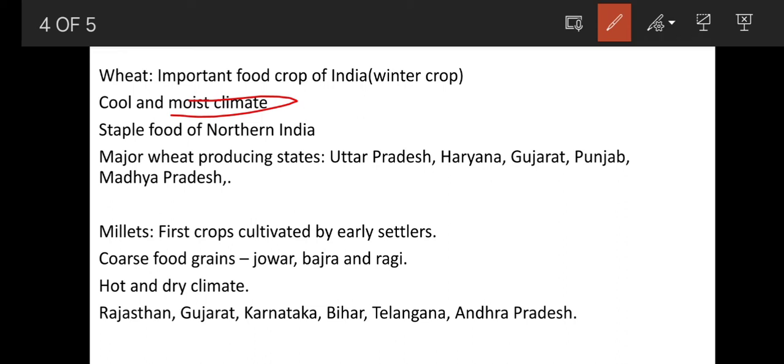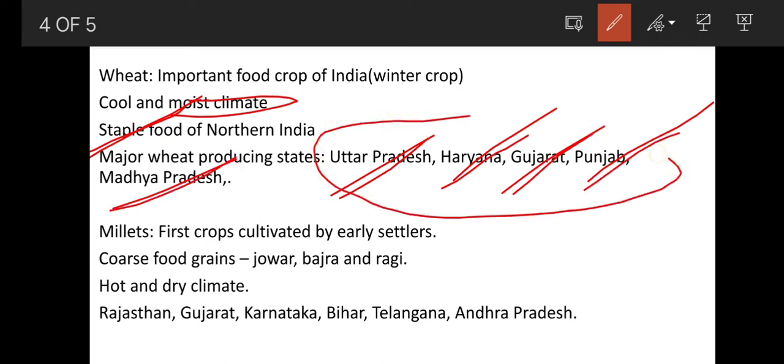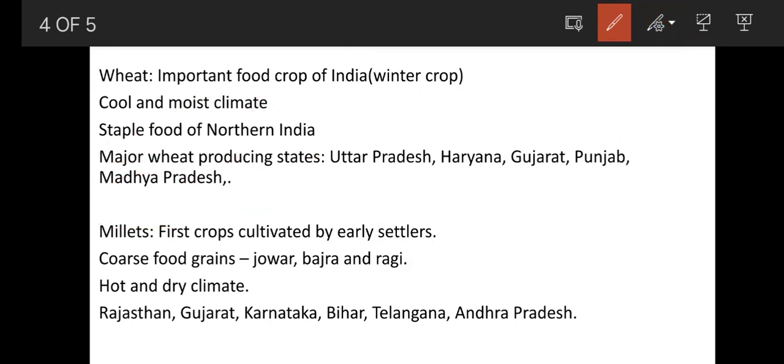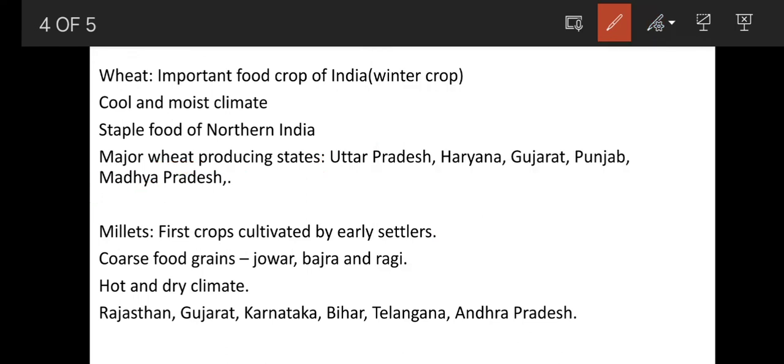And wheat is the staple food of northern India, means it is the common food for the people living in the northern part of India. Like Uttar Pradesh, Haryana, Gujarat, Punjab, Madhya Pradesh, these are some of the states in the northern part of India, and these states produce wheat. So the major wheat producing states in our country, India, are these states. So I hope you understood about wheat.